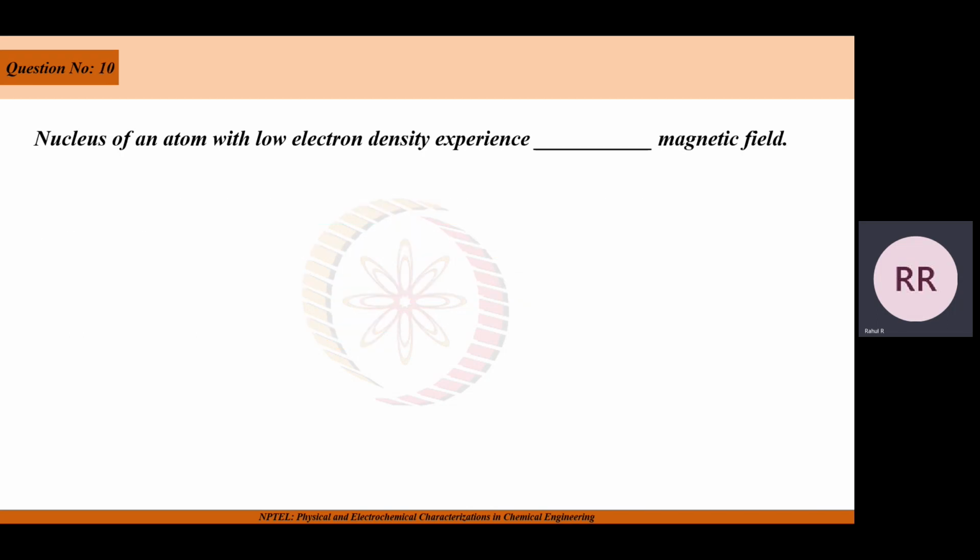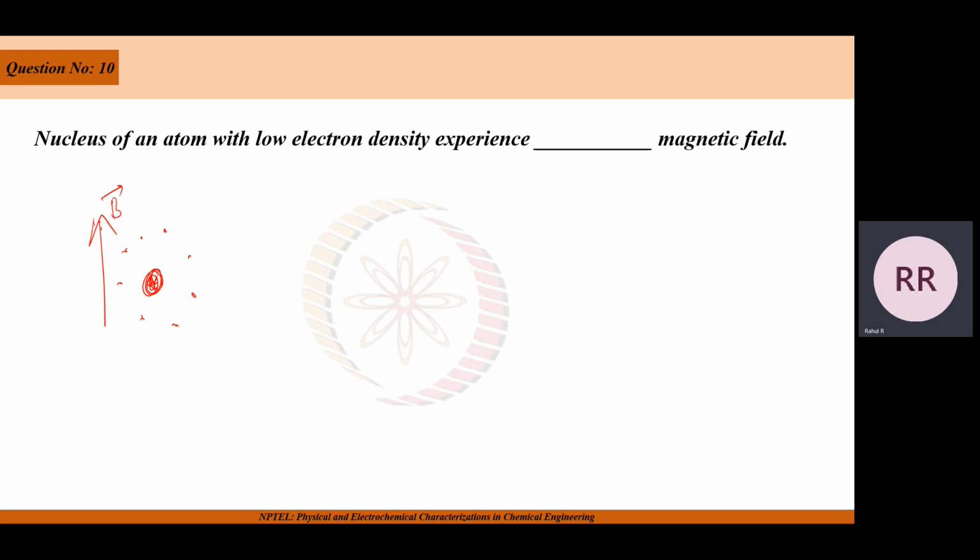Now, the next question is: a nucleus of an atom with low electron density experiences dash magnetic field. This question is about how a nucleus experiences the magnetic field applied to it because of the presence of electrons surrounding it. Suppose you have a nucleus surrounded by n number of electrons, and how would this number of electrons affect the experience of this nucleus of the external magnetic field, say B.